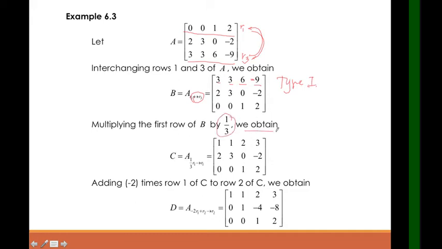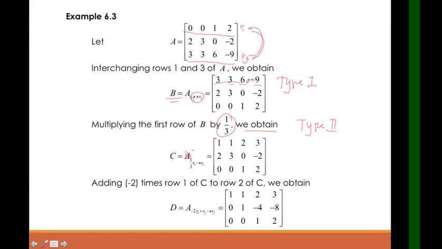Next, multiply the first row of B by 1/3. We obtain. So, this is type 2. So, I think this is B na, no? Kasi nga, pinalitan na natin. So, anyway, tama ba? Yeah, kasi ito yung focus natin. So, B yan. Okay, so letter B. C equals B times 1/3. Sabi niya, multiply the first row by 1/3.